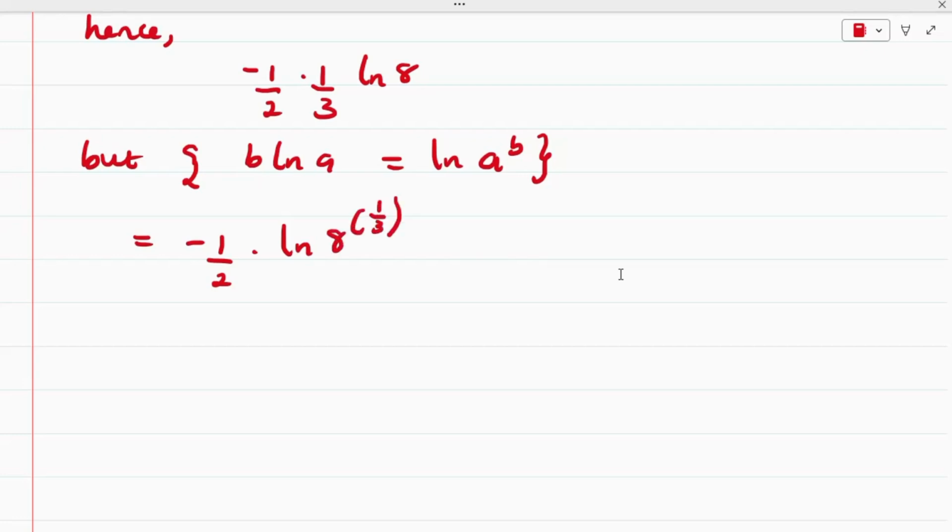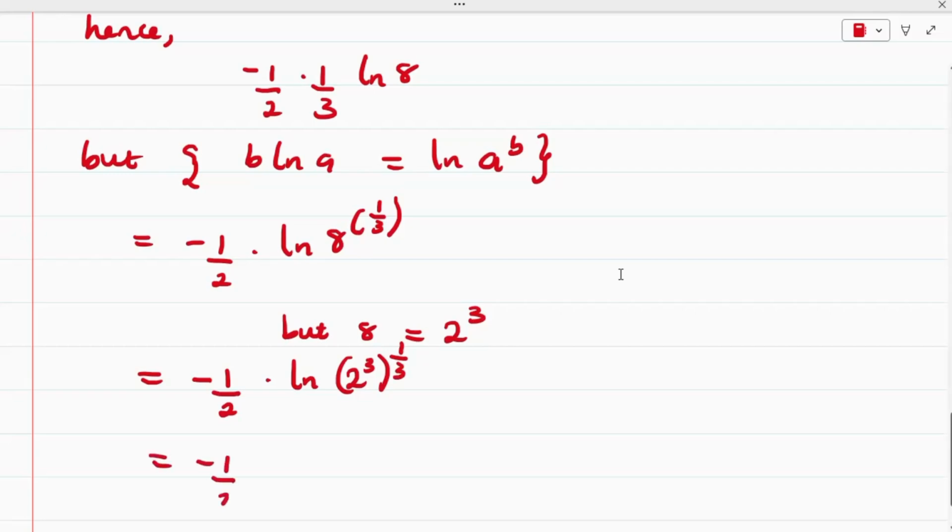Okay, but we know that 8, if we express it in terms of 2, is 2 raised to the power of 3. So this is equal to minus 1 over 2 multiply ln. Now in place of 8, we are going to put 2 raised to the power of 3 into 1 over 3 right here. So from here, we have minus 1 over 2 ln. So 3 is going to cancel out 3, so we have this to be 2.